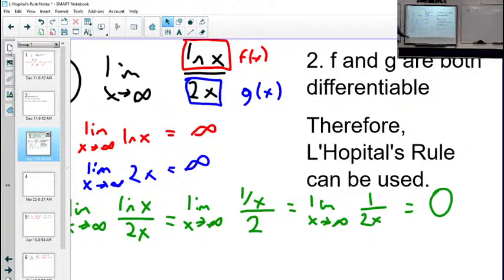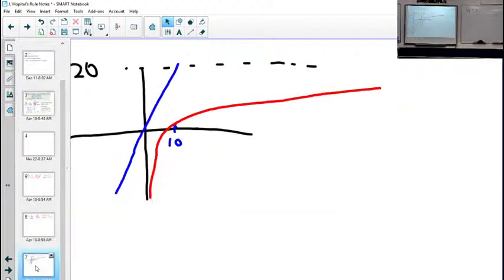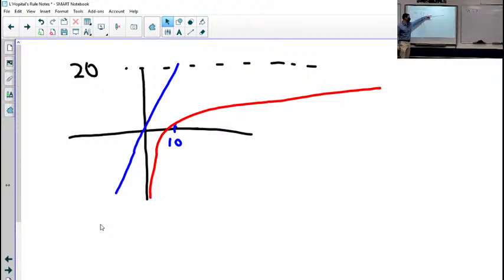Because here's what those two graphs look like. Here's 2x, here's natural log of x. Natural log of x is growing at a lot slower pace. So this way is saying, how long until I get to 20? I only need to hit 10 to get to 20 with 2x, while natural log of x takes a lot longer to get to 20. And that's only going to get a greater difference as I get larger and larger. So that's my race to infinity.